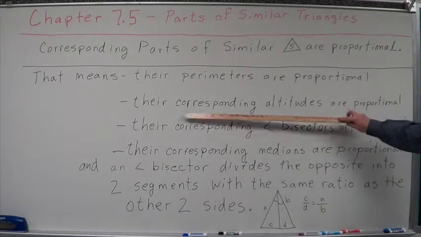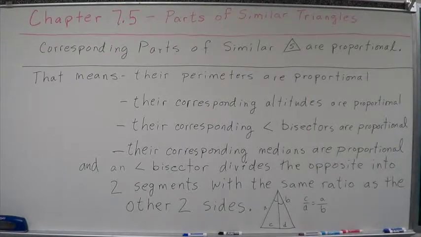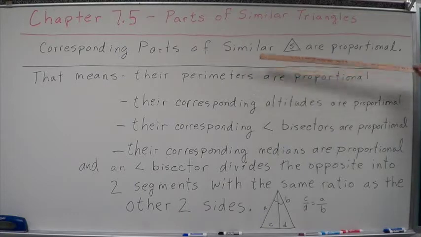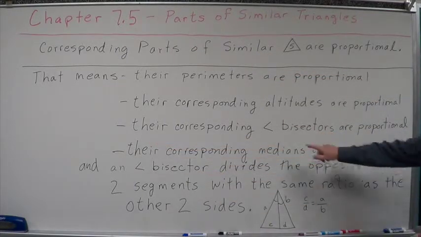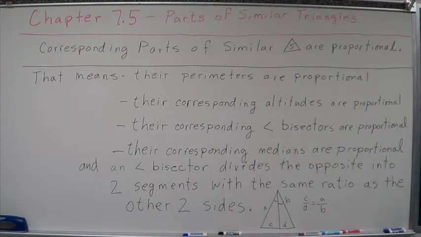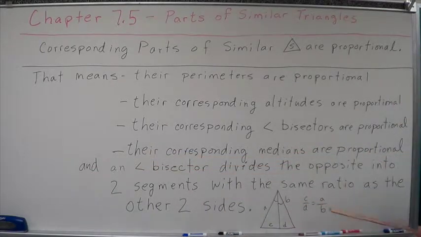Also know that their corresponding altitudes are proportional. Corresponding parts of similar triangles are proportional. That also means their corresponding angle bisectors are proportional. Okay? What else does it mean? That means that their corresponding medians are proportional. Alright?